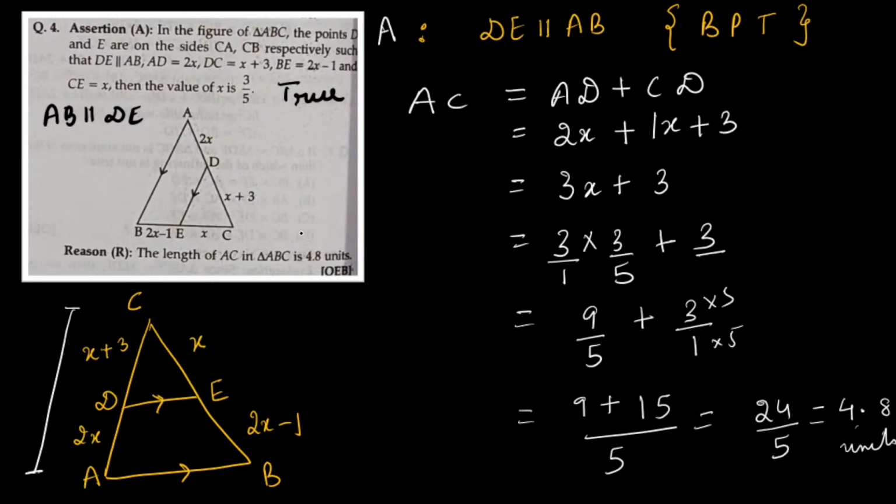So that means this is also true. So both A and R are true. So that means C option is the correct answer. Option C. Let's do the next question. This is the fifth question of assertion and reason. This is the same as the previous one.